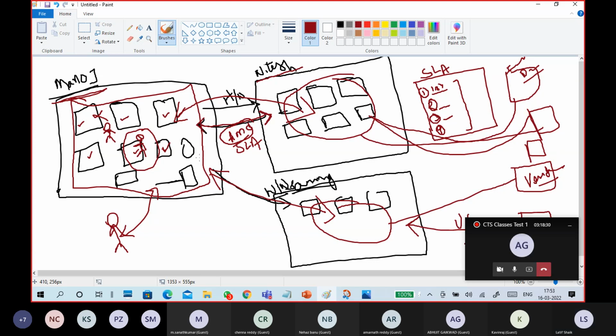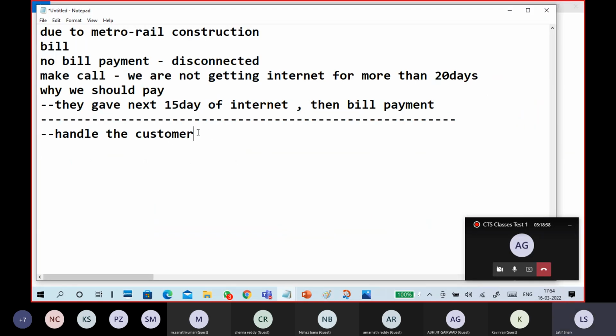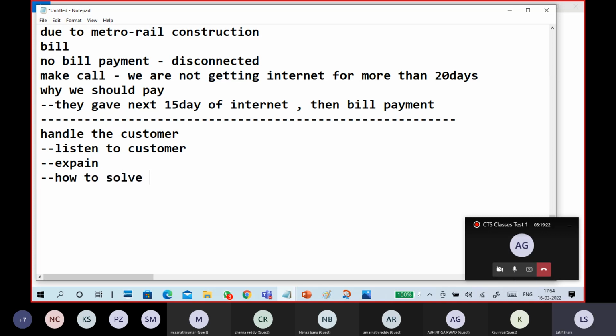Listen to the customer's issues. Make him calm down. Tell him we'll check it. Never say no to the customer. First of all, listen to the customer. To handle the customer, listen first. Then explain what he is able to understand, how much he can understand. Explain the situation, why he got that problem, whether it is his problem or our problem. Next, how to solve the problem? So give assurance.